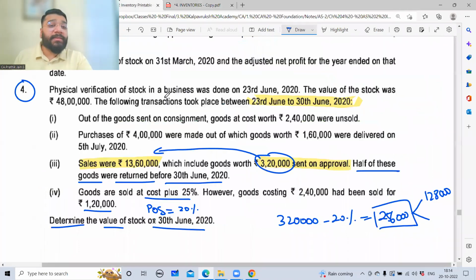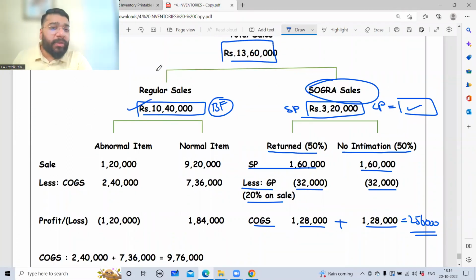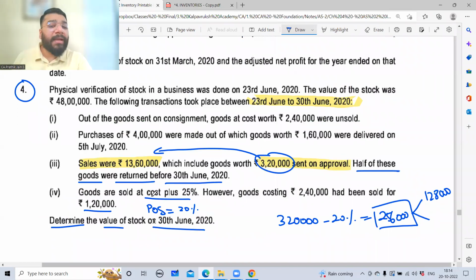Now let's discuss the regular sales. In the regular sales, everything is not normal. Something is abnormal. Out of the balance 10,40,000 worth of sales, there is one particular item of goods costing 240, which had been sold for 120. Costing 240, sold for 120, which means there is something abnormal in that product that you were forced to sell it for less than the cost price. So can I say something abnormal is there with that goods?